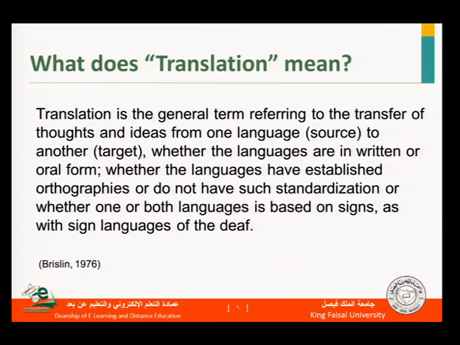What does translation mean? This is also another definition which is longer than that for Brussels, and it is good, but I just included that in my slides because some definitions are very short and simple and basic, and we'd like to know that so that the students can be able to understand the general term of translation.